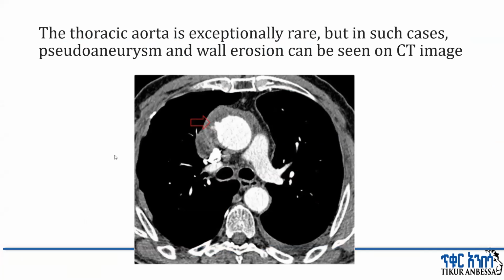The aorta can also be exceptionally involved. Even though it's rare, in such cases a pseudoaneurysm can develop. You can see wall erosion on CT. There is a hydatid cyst located here. It invades the aortic wall and creates erosion. So it can mimic dissection as a differential diagnosis. So hydatid cyst can sometimes confuse us, or be a diagnostic challenge.